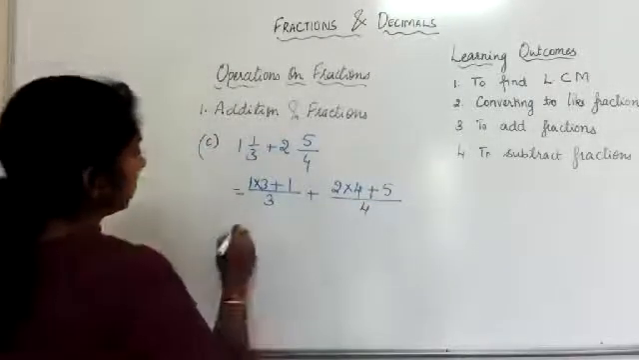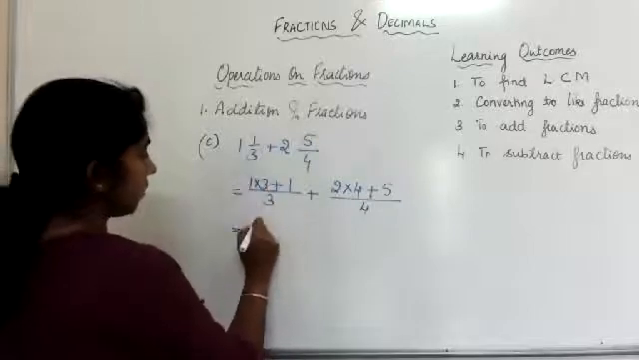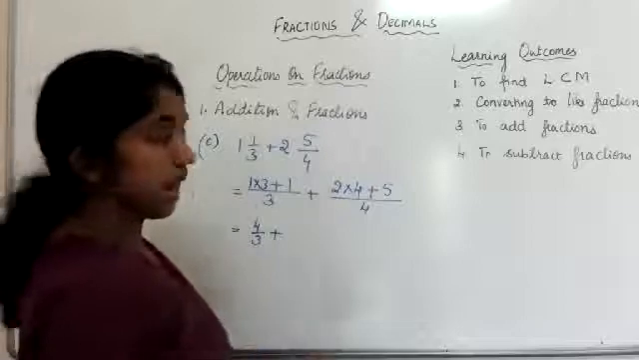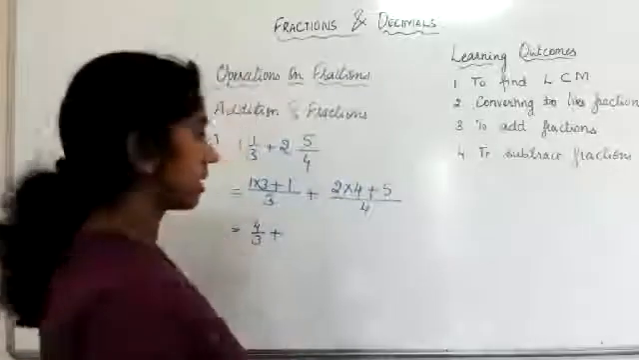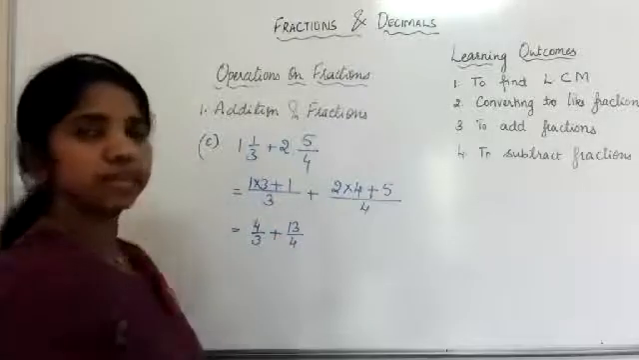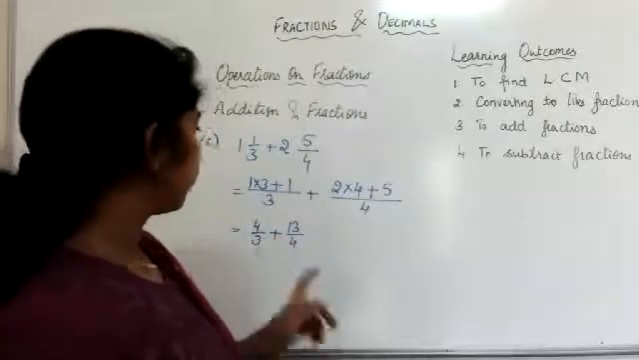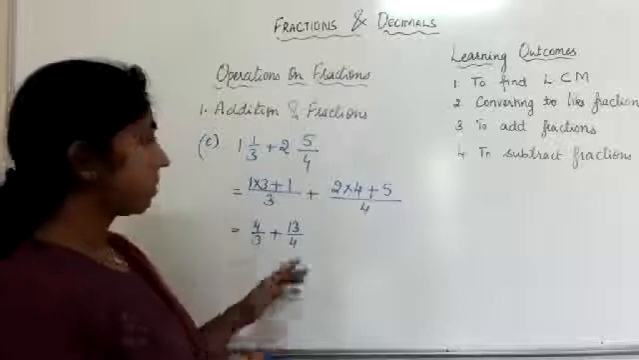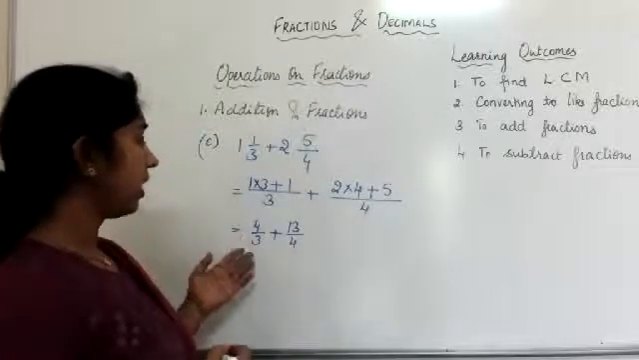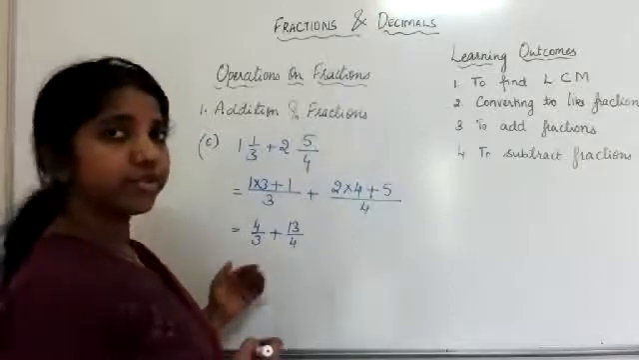So this will be 3 into 1, 3 plus 1, 4 by 3, plus 4 2s are 8. 8 plus 5 is 13, 13 by 4. So here 4 by 3 plus 13 by 4. So this is again unlike fractions. We have 2 unlike fractions.